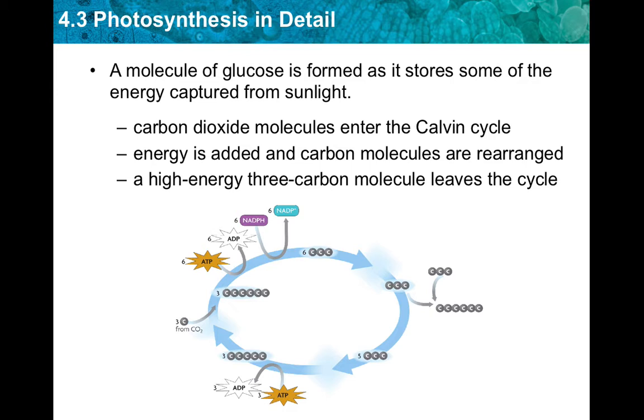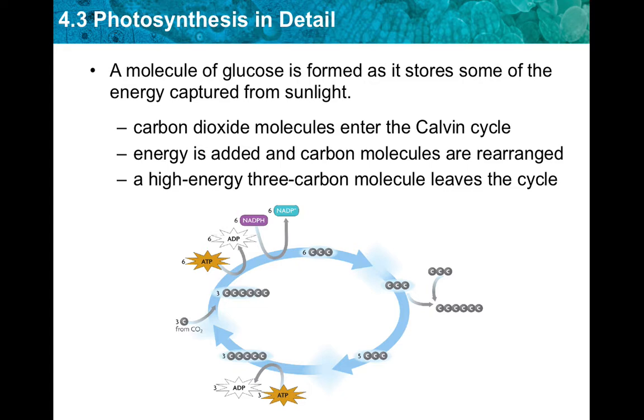Energy such as ATP and NADPH formed in the light-dependent reaction is used by enzymes to split the carbon molecules, and carbon molecules are formed and rearranged. Then the 3 carbon molecules exit. A high-energy carbon molecule exits for every 3 CO2 molecules that enter.